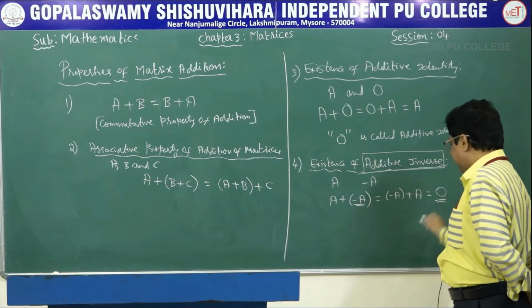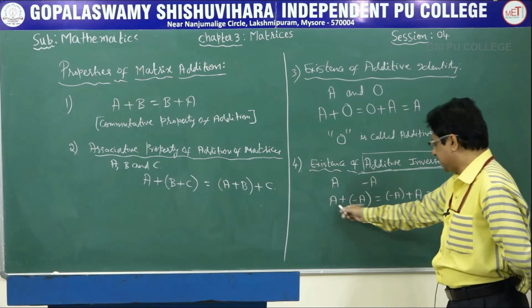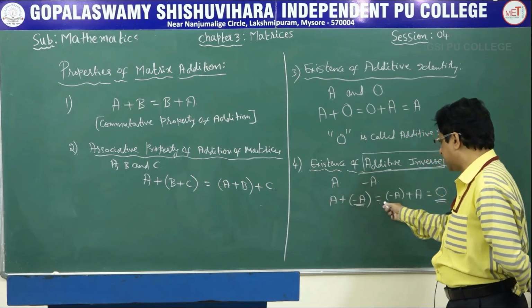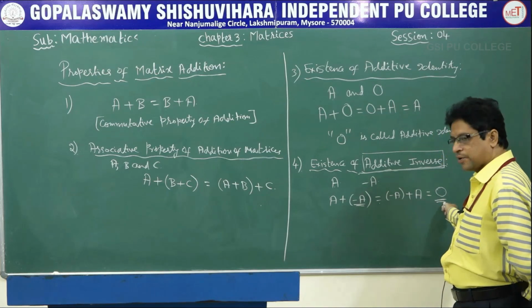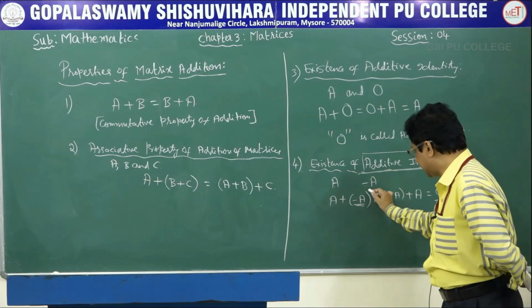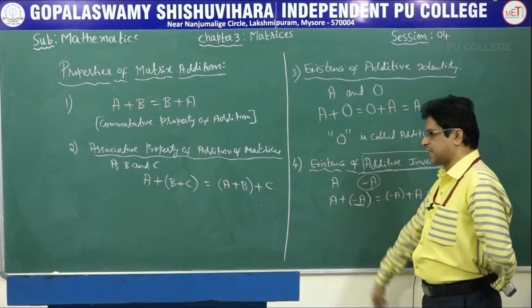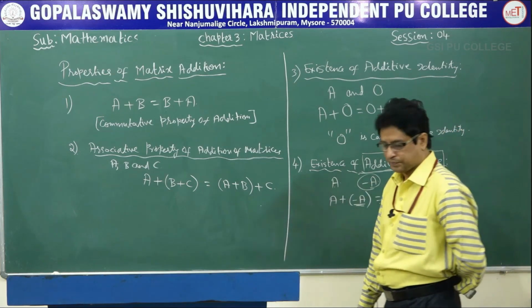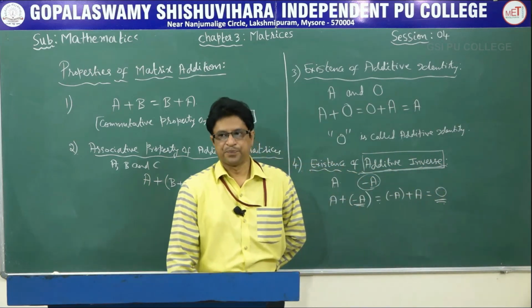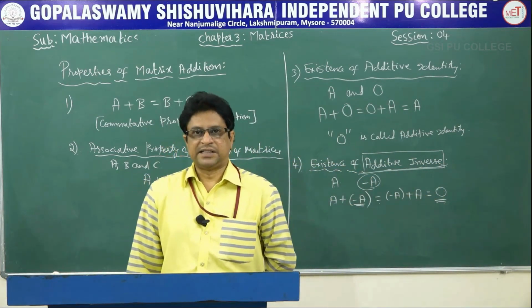The final resultant will be always a null matrix. That is, A plus minus A will be equal to minus A plus A, which is equal to a null matrix. Then we say that minus A is the additive inverse. Okay, thank you.